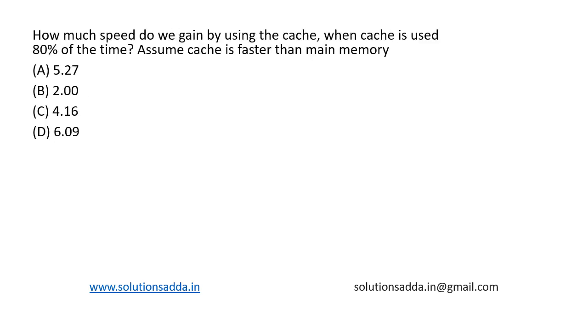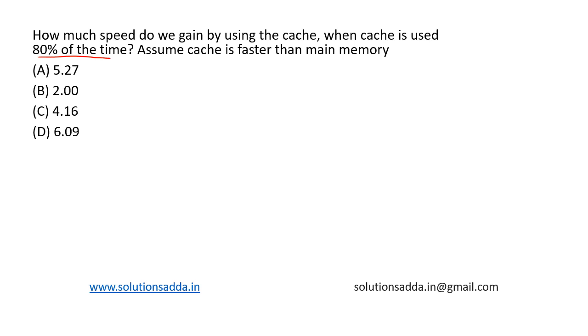This is a question from computer organization. How much speed do we gain by using the cache when cache is used 80% of the time? Assume cache is faster than main memory. So just by making the assumption that cache is faster than main memory, we cannot solve it. We have to assume how many times faster the cache is than the main memory. But based on the information given, we can say that the speed up will be less than 5.